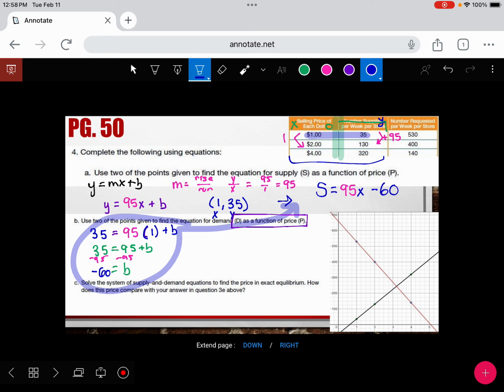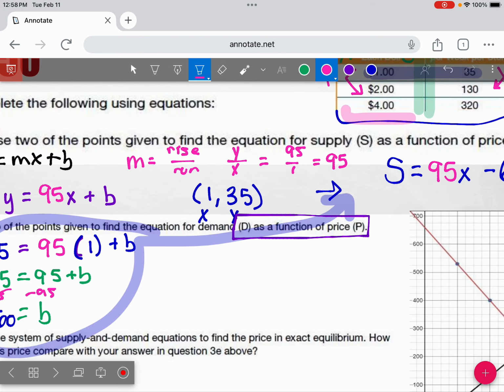We should get negative 130. So looking at our same x's, but our different set of y's. This is our set that we're working with now for demand. It's this guy and this guy. So we'll have our slope of negative 130.